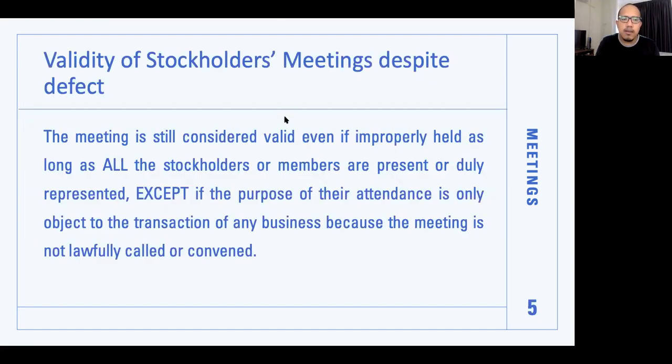What if merong defect? Validity of stockholders meetings despite defect. The meeting is still considered valid even if improperly held, as long as all of the stockholders or members are present or duly represented by way of proxy, except if the purpose of their attendance is only to object to the transaction of any business because the meeting is not lawfully called or convened. Is okay. For example, may kulang na notice. Nakalagay doon dapat ang notice 21 days or 1 week. Kinulang ng araw. Instead of 21, 20 lang.